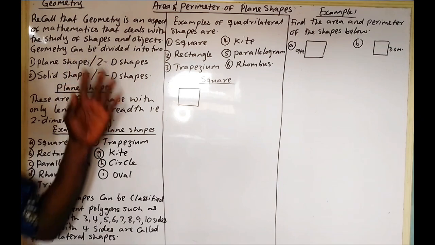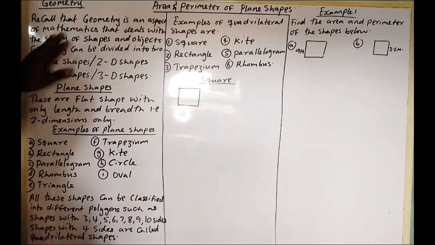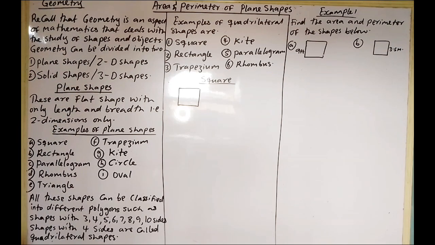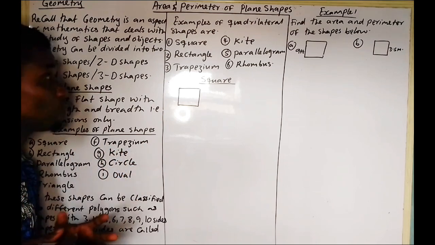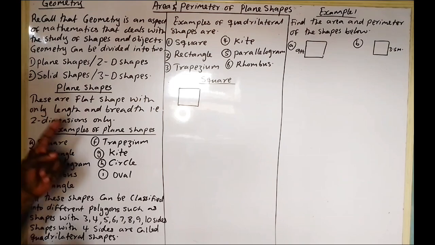So today we are going to talk about area and perimeter of the plane shapes. But before we proceed, let's quickly talk about what geometry is. Geometry is an aspect of mathematics that deals with the study of shapes and objects. Now geometry can be classified or divided into two parts. Now we have the plane shape, which is also known as the 2D shapes.